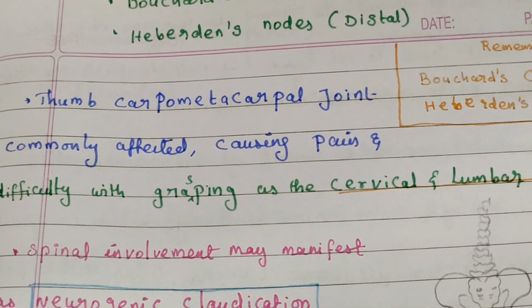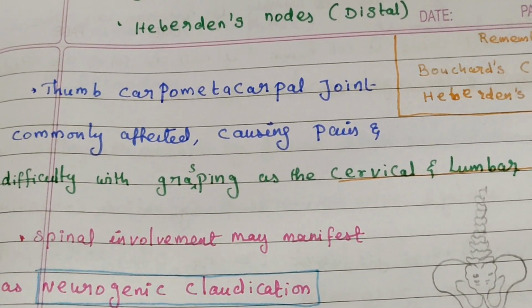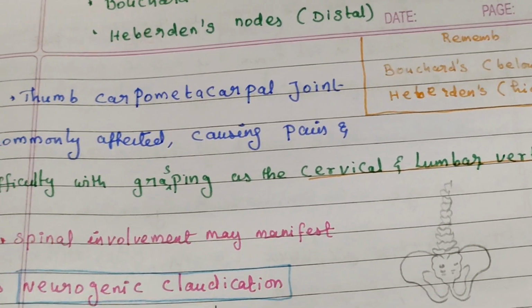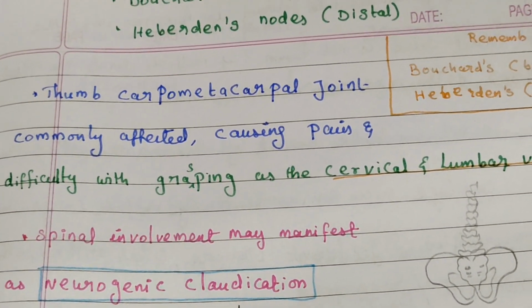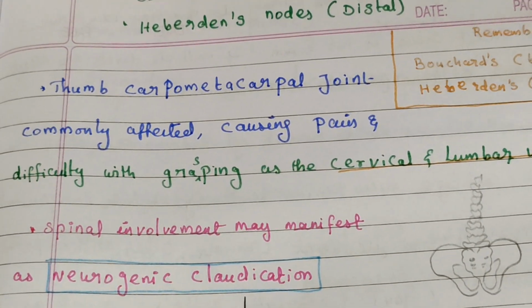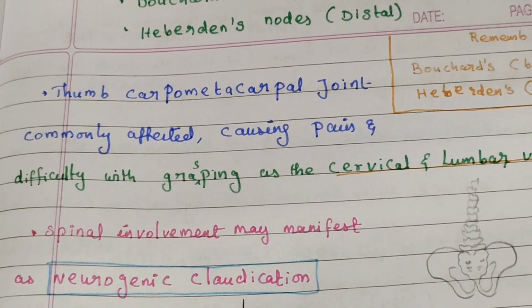The thumb carpometacarpal joint is also commonly affected, particularly causing pain and difficulty with grasping, as are the cervical and lumbar vertebrae.